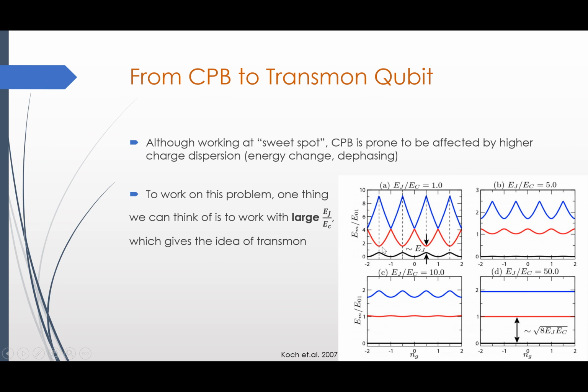Here is the so-called sweet spot. Near this spot, the energy varies little with charge, so it gets less affected. However, if you have a larger charge dispersion, the energy is still affected, so dephasing may happen there. But we can see that as Ej over Ec increases, the E to N pattern becomes flat and the energy is less likely to be affected by the charge dispersion. So we can make use of this effect. This is the motivation of Transmon.